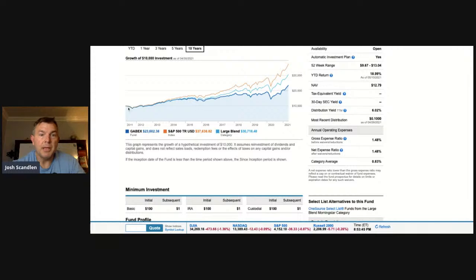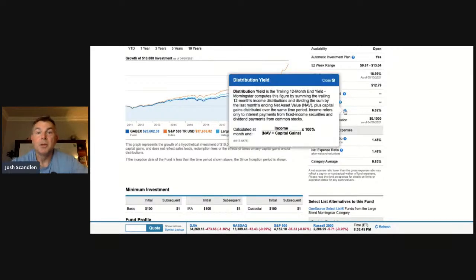This graph, so Gabelli Equity Income Fund, remember, it's yielding 6%, which is significantly higher than the Vanguard Value Index Funds. That tells me there's a lot of junk in here. We can find out for sure, but we can still look at 6% yield, distribution yield. What does distribution yield consist of? It's a trailing 12-month yield. Morningstar computes this figure by summing the trailing 12-month income distributions, and dividing the sum by last month's NAV, plus capital gain distributions from the same time.